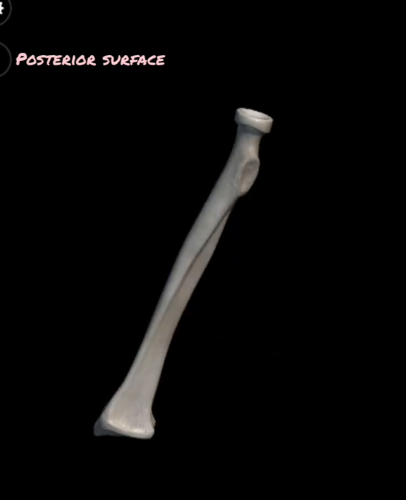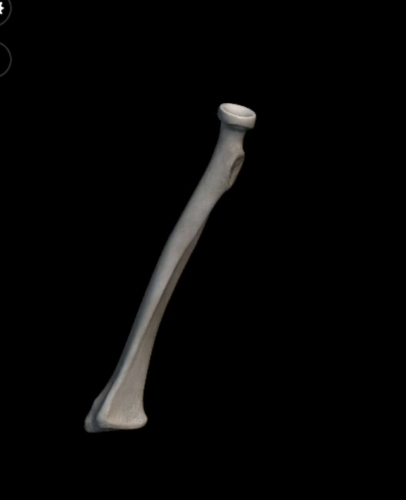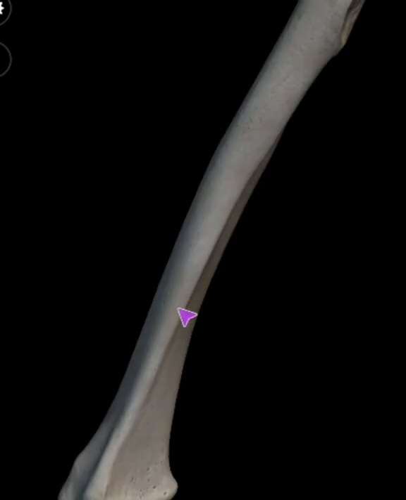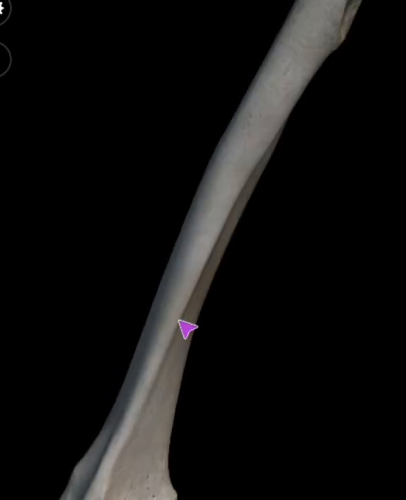Now let us move to the anterior border. The extensor retinaculum is attached to the lower part of the shaft's anterior border. Now let us see this in the 3D view. On the lower part of the anterior border, it gives attachment for the extensor retinaculum.